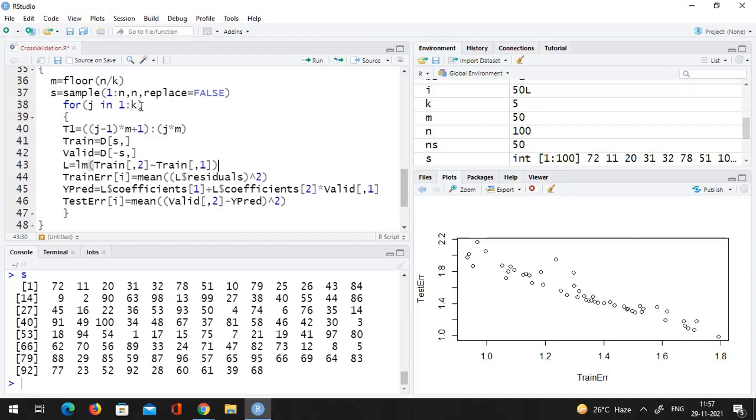When I have j equal to 5, I will have 4 into m, that is 80 plus 1, 81, to 5 into 20, that is 100. 81 to 100. Is it correct? Yes, ma'am. So I want these to be in my validation set and remaining to be in my training set. Correct?